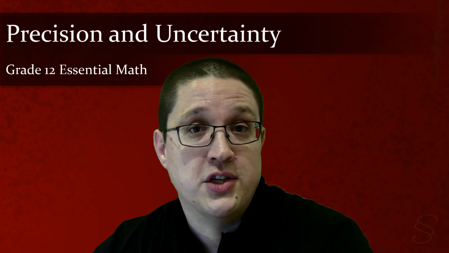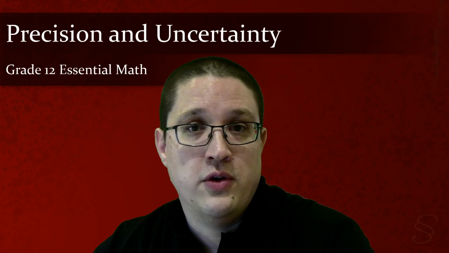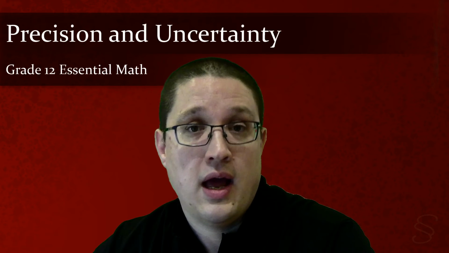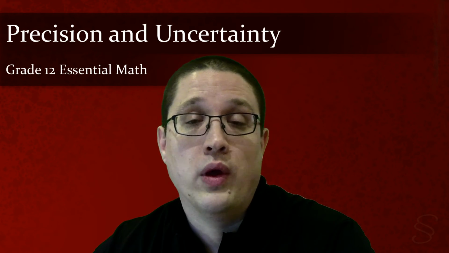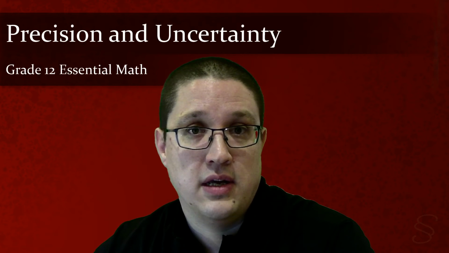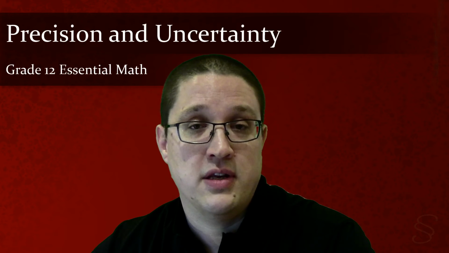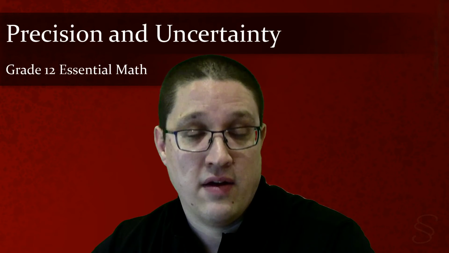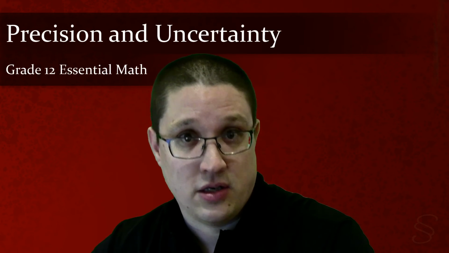Let's talk about precision and uncertainty. Whenever you measure something, the measuring tool that you use has a degree of precision. It also has a degree of uncertainty. So every measurement you take will have some degree of uncertainty. This is true for every single measuring tool, whether it's used to measure the distances between galaxies or the distances between atoms. Every measuring tool has a degree of precision, so every measurement has a degree of uncertainty.